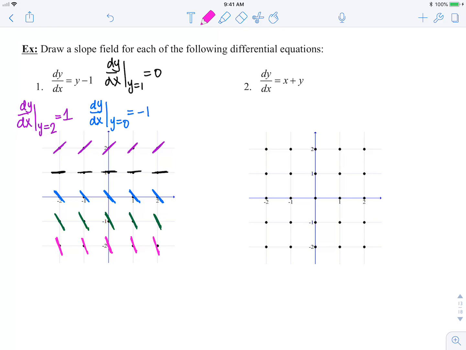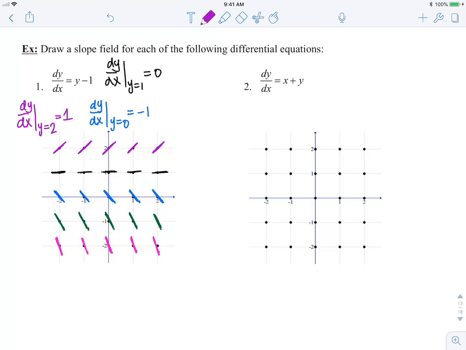So now we have a slope field that includes both x and y. So we have to keep in mind each coordinate. Now what you could do is pick every single coordinate and plug in x and y to see what your slope would be and use that for your sketch.